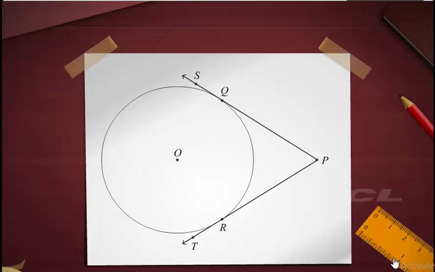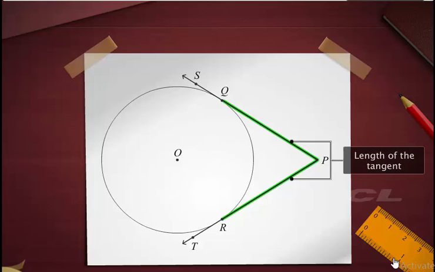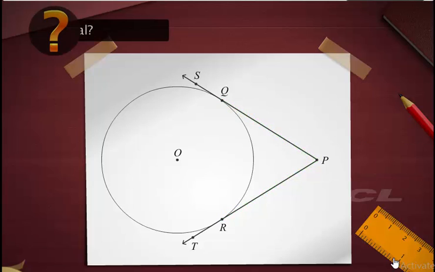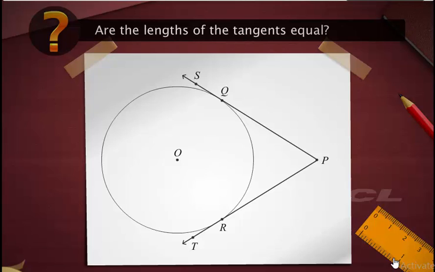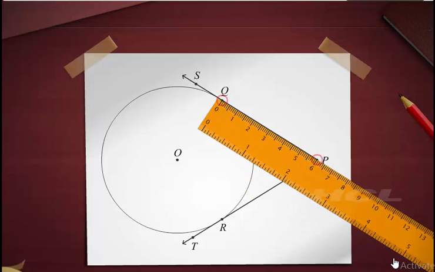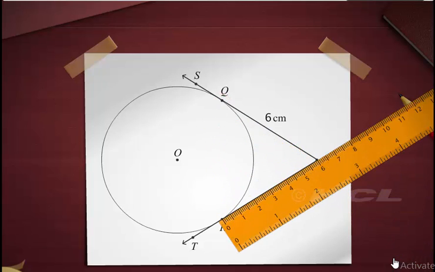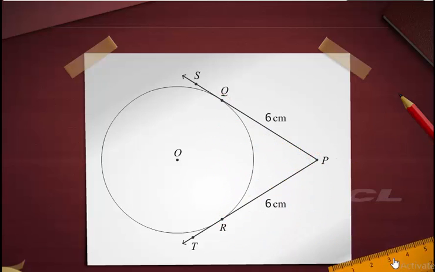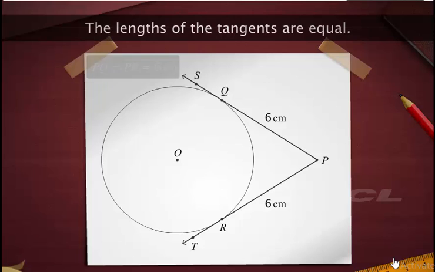The length of the segment of the tangent from the external point P to the point of contact is called the length of the tangent. Here, PQ and PR are the lengths of the tangents from point P to the circle. Are the lengths of the tangents equal? Let's measure the lengths. Observe that both the lengths are equal.